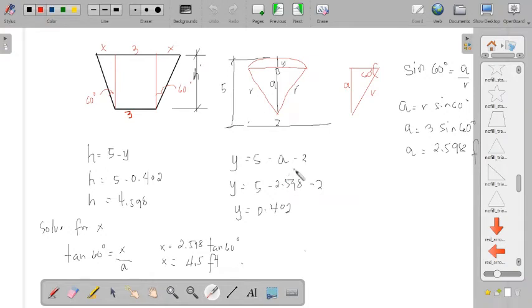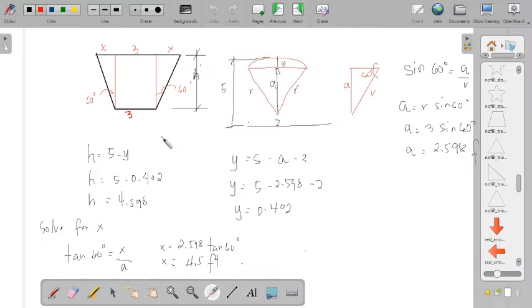All right. So here, if we see this picture, we have h equal to 5 minus y, right?